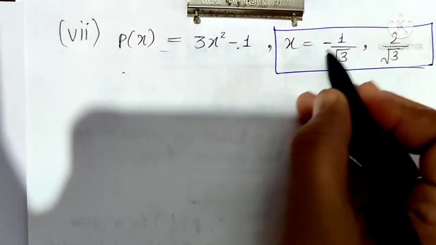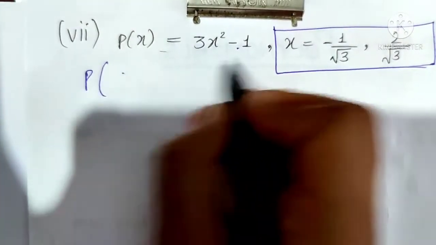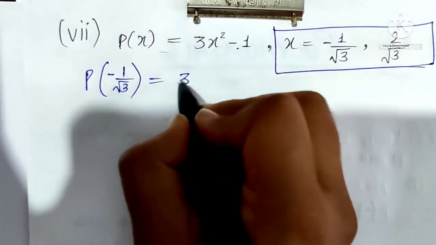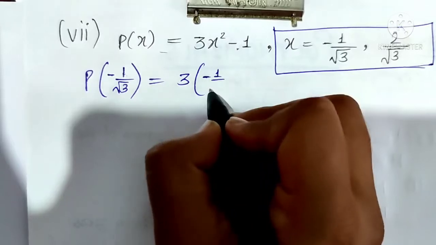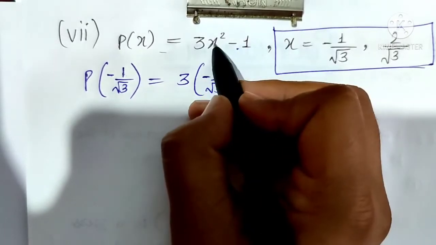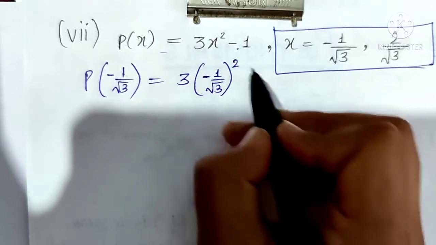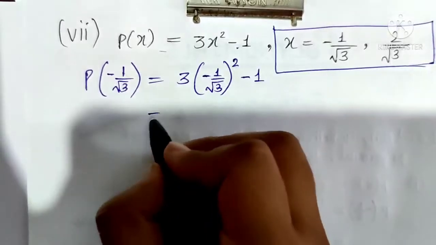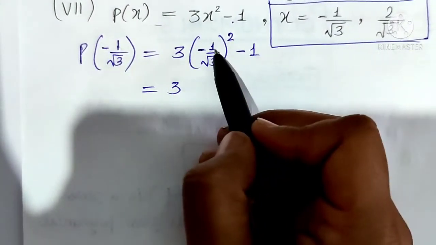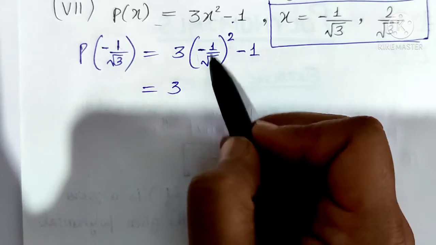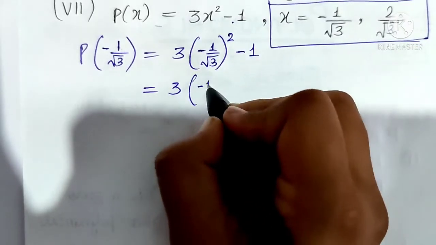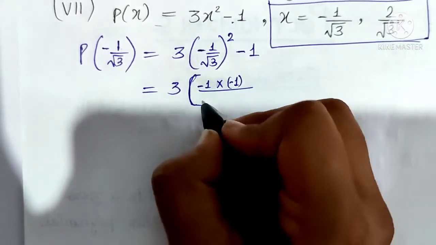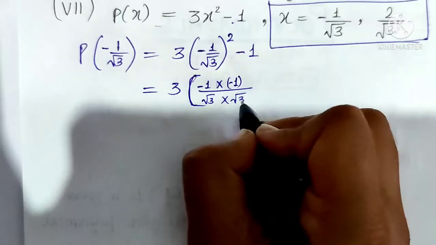So let's put first minus 1 upon root 3. In place of x we will put minus 1 upon root 3. So 3 multiplied by minus 1 upon root 3, the whole square, because you can see x square. Now let's see what will come. 3 will remain 3 only here. Now this is the whole square of minus 1 upon root 3, so we write minus 1 multiplied by minus 1, and upon root 3 multiplied by root 3. This is the meaning of this.